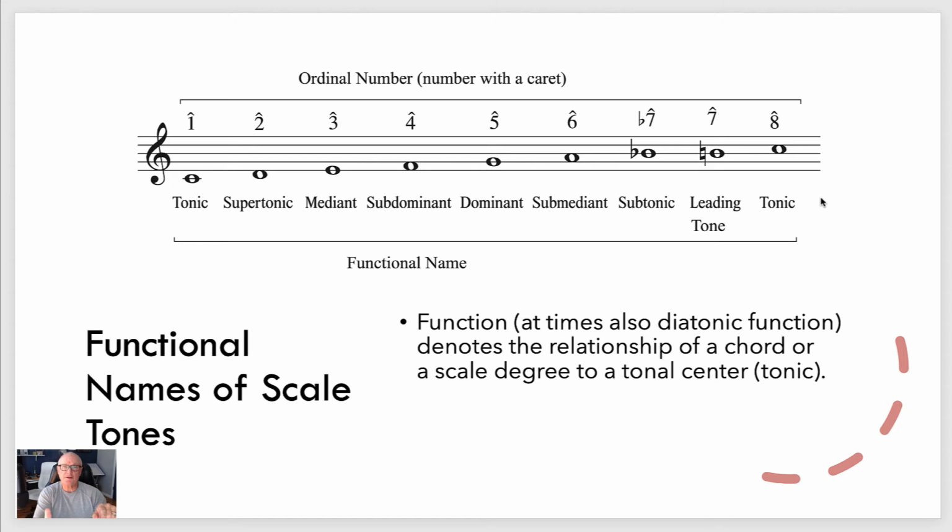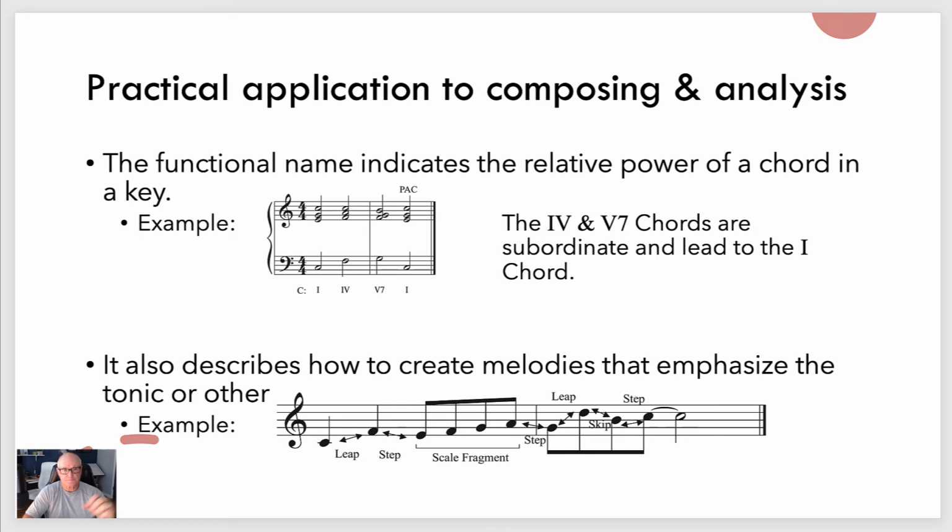The note underneath the dominant is the subdominant. And then between the dominant and the upper voice of the tonic, we have submediant. And then if it's a flatted seventh, we call it a subtonic. But if it's the natural seven, we call it the leading tone because it's leading up to the tonic. Now, these functions are crucial in understanding how all of this works eventually, especially when we're using chords. So we have a very practical application to composing and analysis.